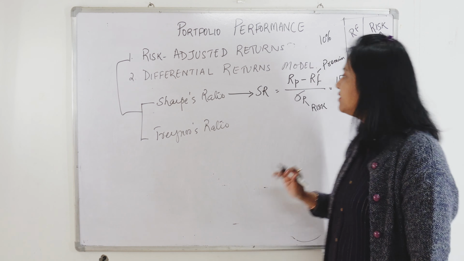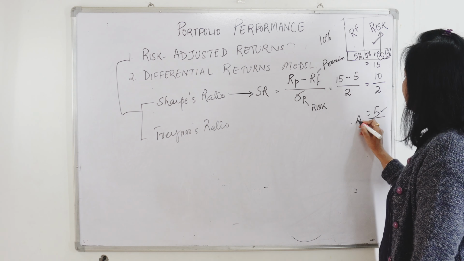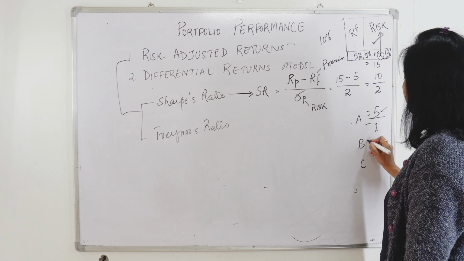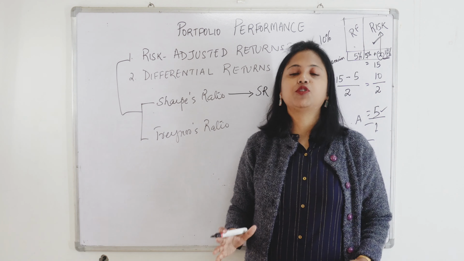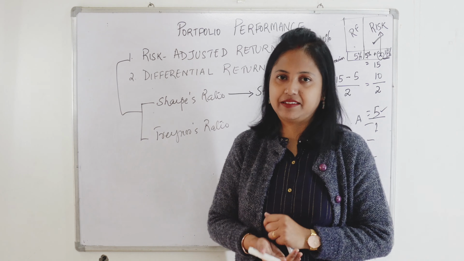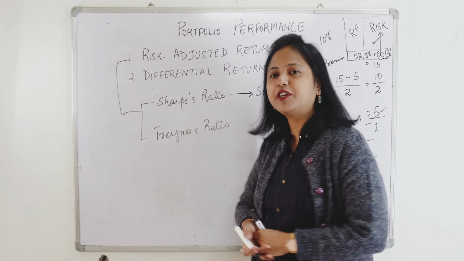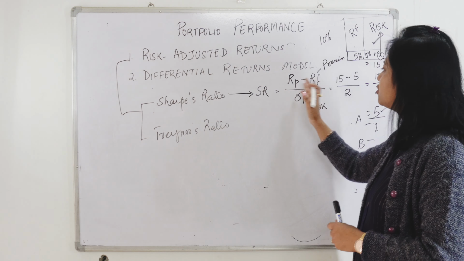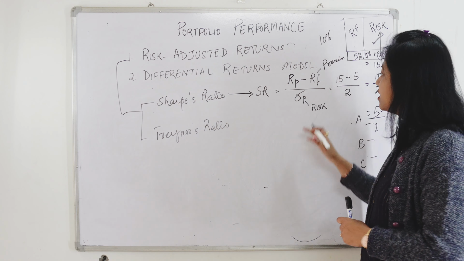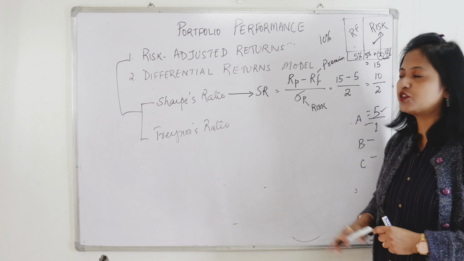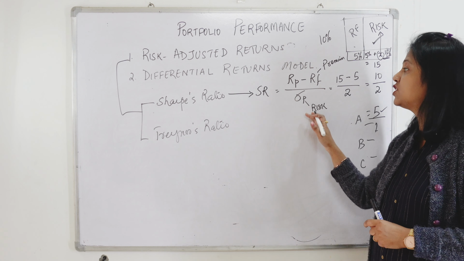So friends, this way I can find out for each portfolio what the Sharpe ratio is, and then I can arrange them in descending order and find out which portfolio is performing the best. So that's the idea of the Sharpe ratio. I hope it is clear. It is just the difference between how much you got and how much minimum is expected as a risk-free return, divided by the standard deviation of the portfolio to know how much risk you have taken.